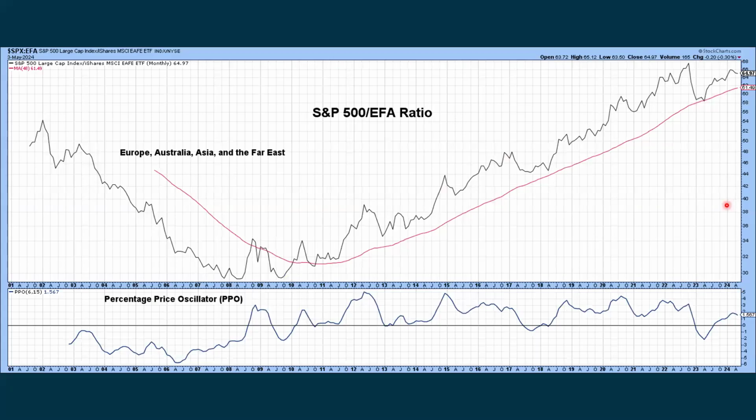And we look at a monthly chart of the S&P 500, and we compare that with stocks in Europe, Australia, Asia, and the Far East. When we're above this red line, that means the S&P is outperforming. The red line's going up and price is above the red line, even though lately it's been pulling back.